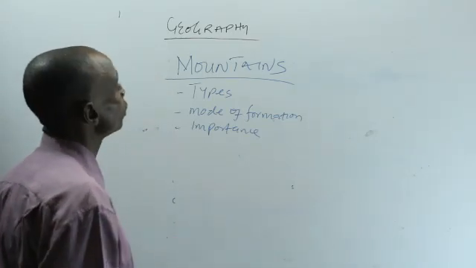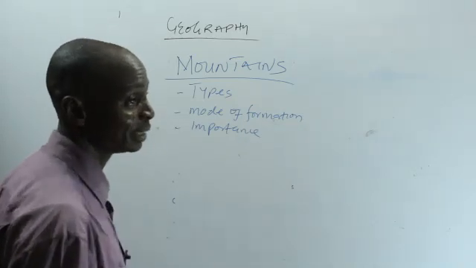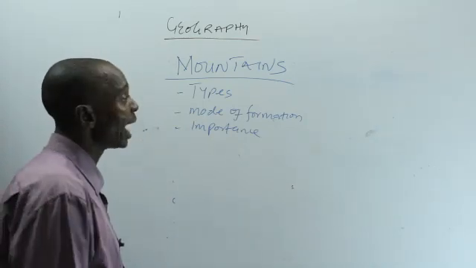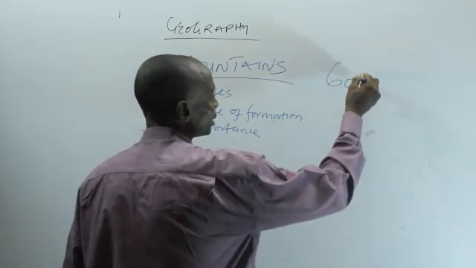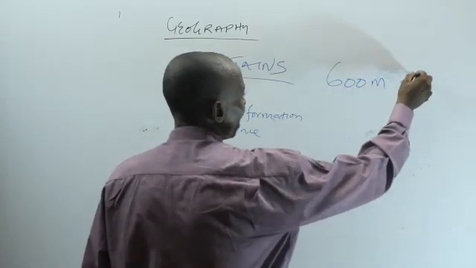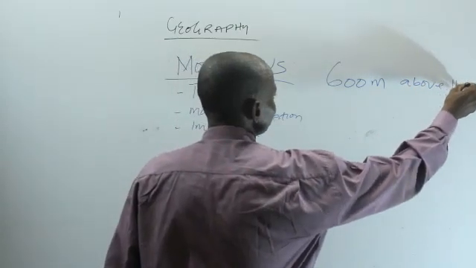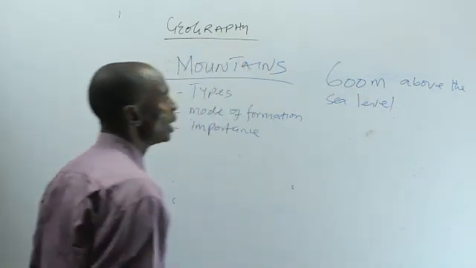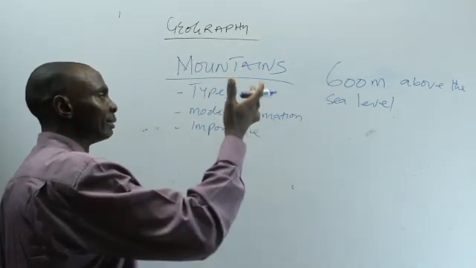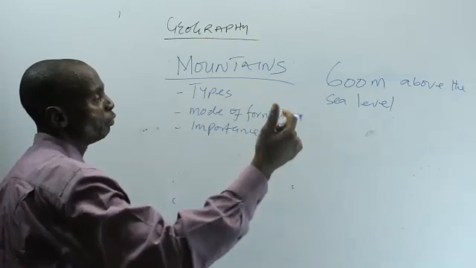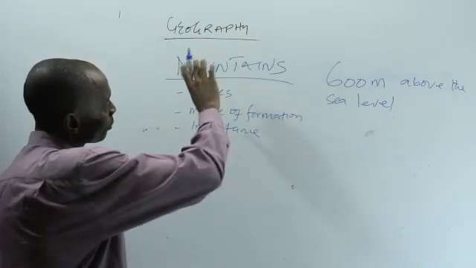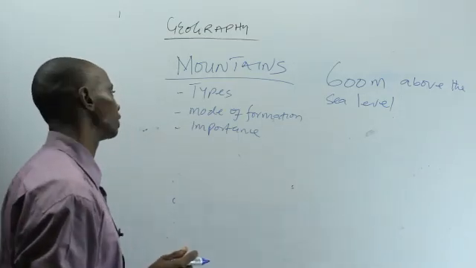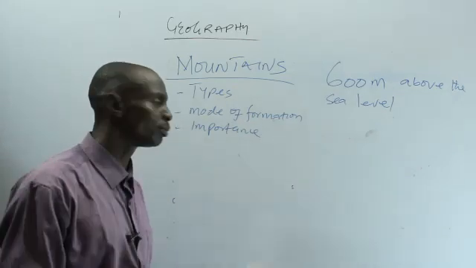Now, when we talk about mountains, mountains can be defined as an elevated upland with the height of 600 meters above the sea level. Above the what? The sea level. So whenever you have a height of 600 meters and above the sea level, that feature can be referred to as what? As mountain.